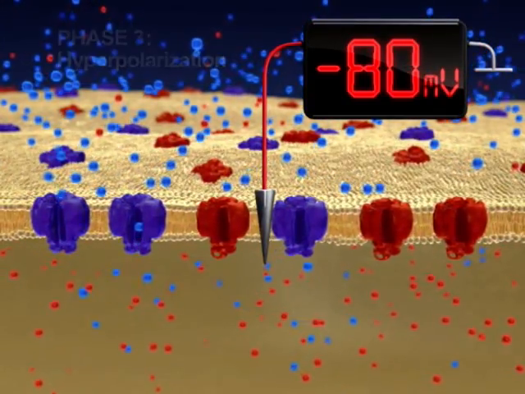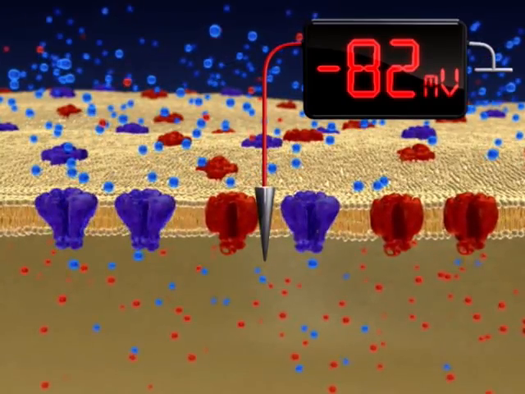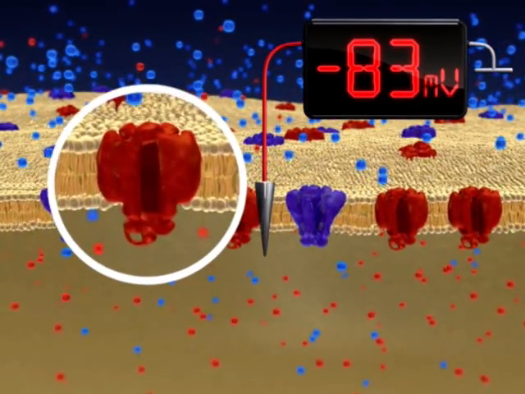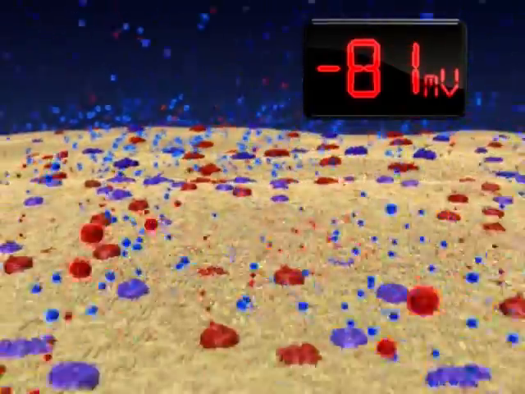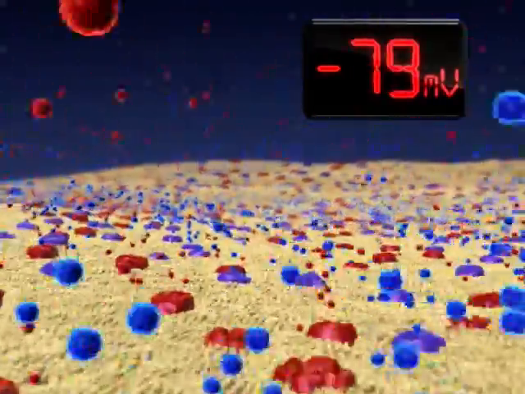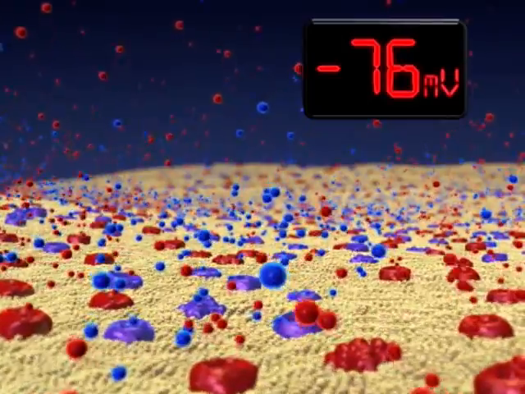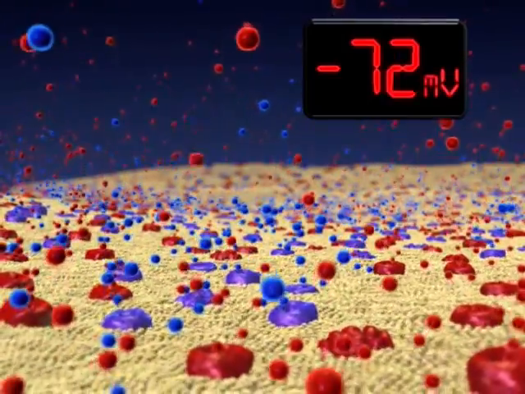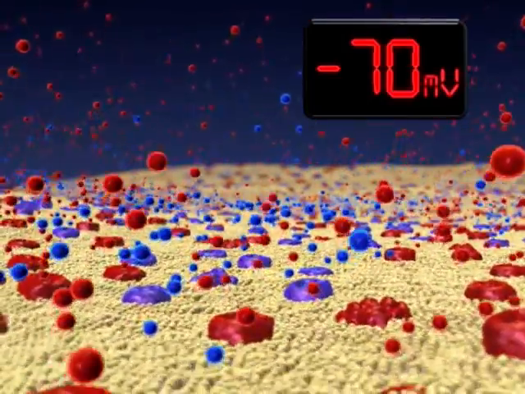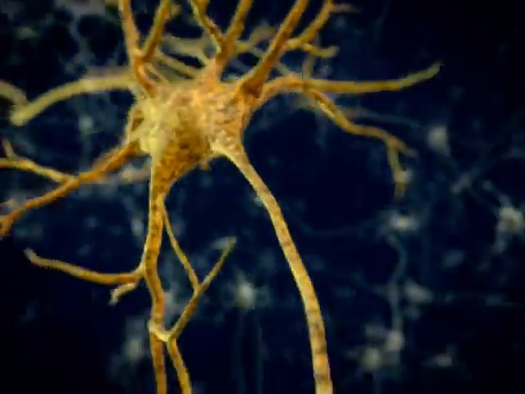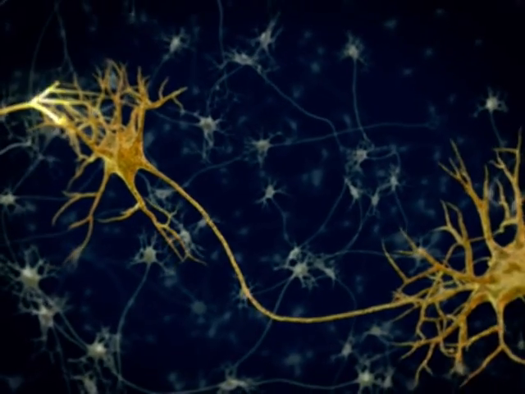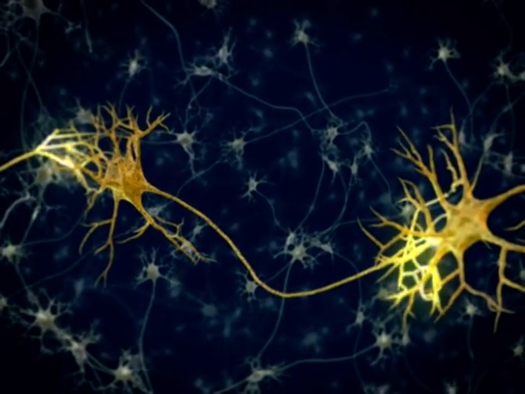During this phase, voltage-gated potassium channels close and all voltage-gated sodium channels are released from inactivation. By the end of this phase, ions move through leak channels only, and the membrane potential returns to the resting state of minus 70 millivolts. The neuron is now ready to fire another action potential.